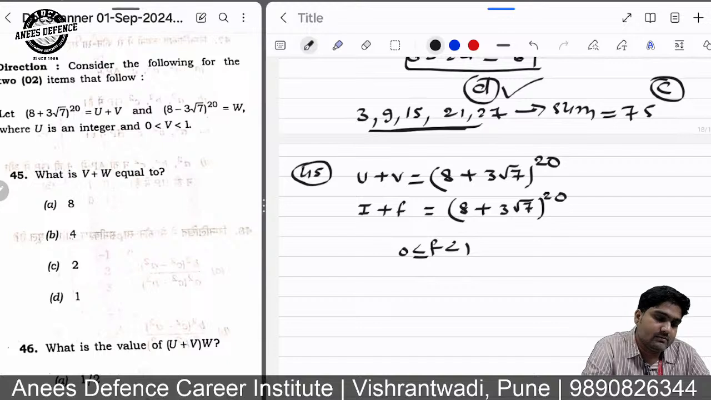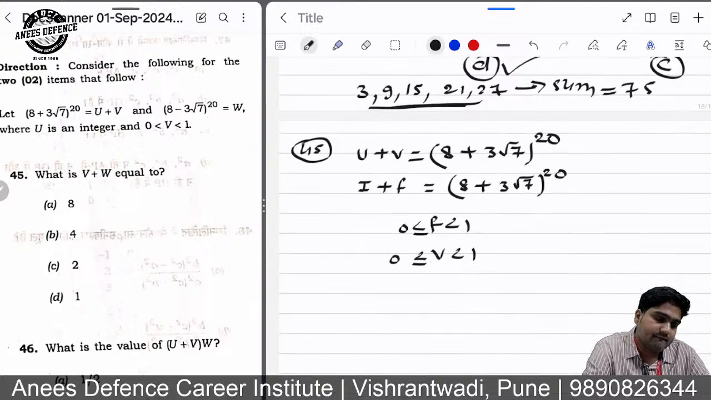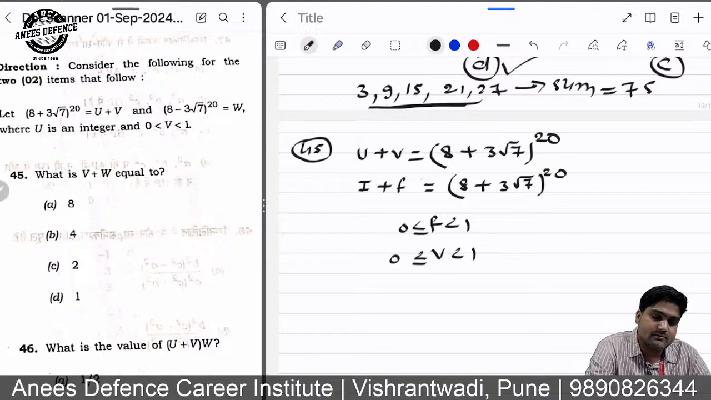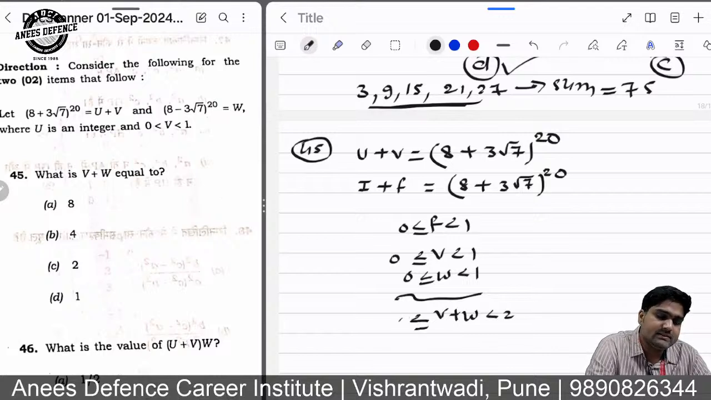Now we need to calculate the value of v plus w. Here v is the fractional part, so the value of v is between 0 and 1. And again w is also a fractional part, because both are the same, so w is again between 0 and 1. So the addition of these two is between 0 and 2, so the range of v plus w is 0 to 2. So we can say the approximate value of this is 1. So the answer for 45 is option C.